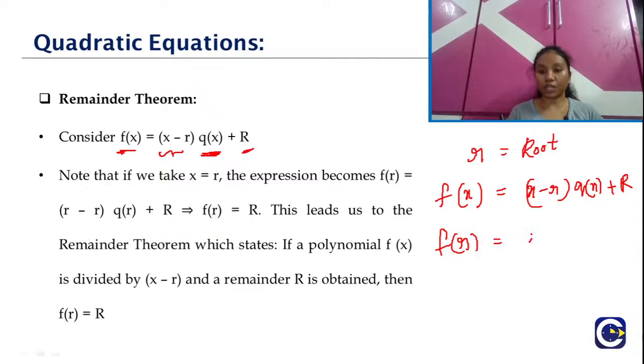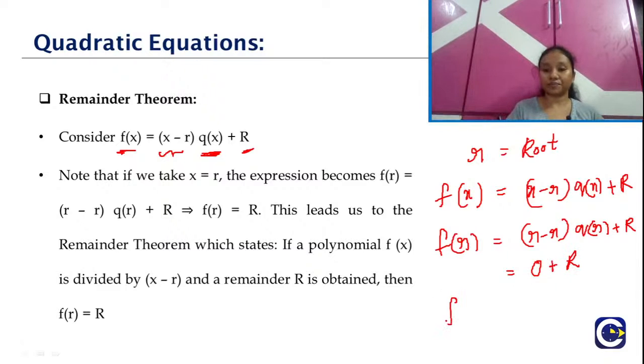Then what will happen? It will be r minus r here, and q of r here, plus R. So anyway, r minus r will become 0, and it remains with only R. That means f of r is equal to directly the remainder.